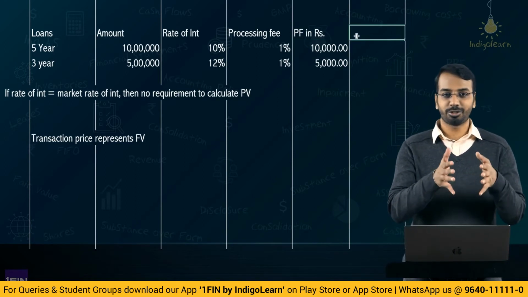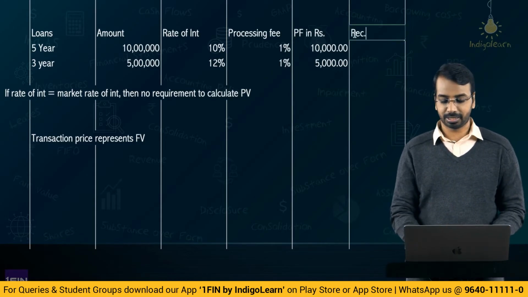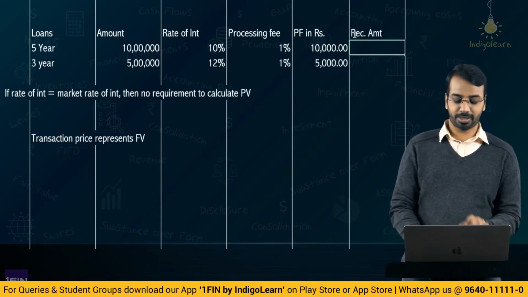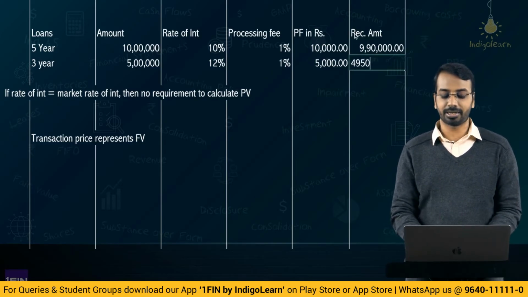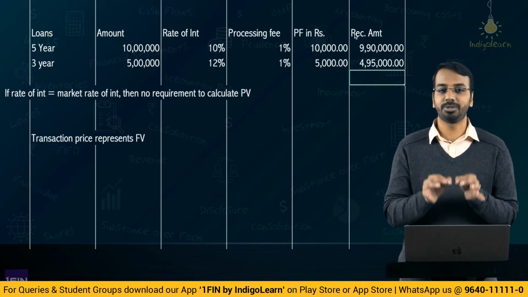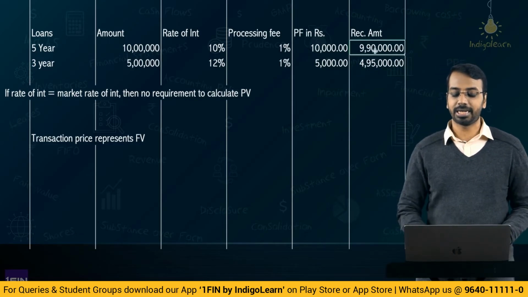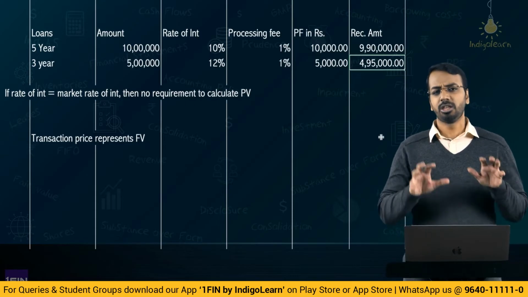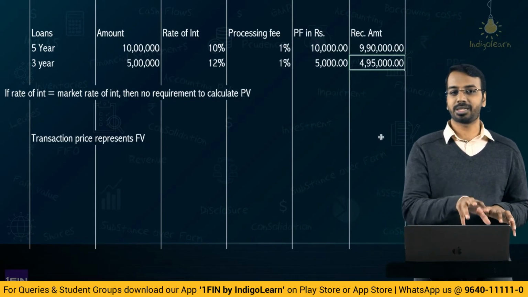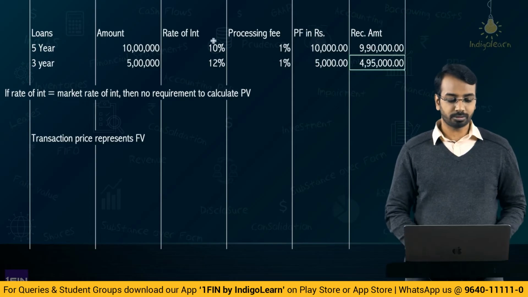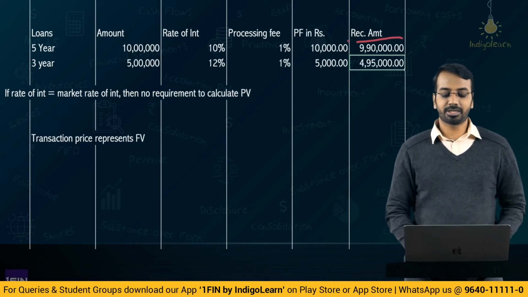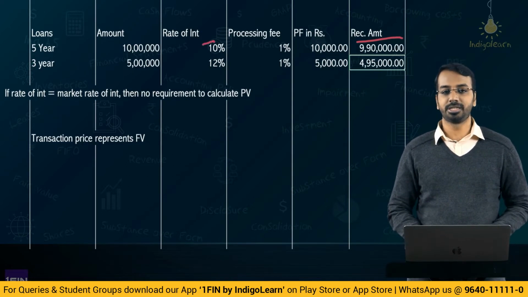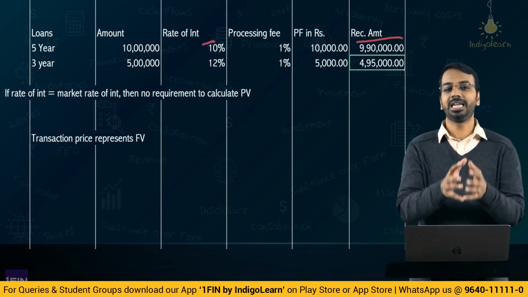So, the amount at which the loan will be recognized, the recognition amount, will be here 10 lakhs minus 10,000, 9 lakh 90,000. And here 5 lakhs minus 5,000, 4 lakh 95,000. So, the value that will be recognized is 9 lakh 90,000 and 4 lakh 95,000. Normally, the transaction price is representative of fair value. Now, what would happen is, because I am recording the financial asset at 9 lakh 90,000, and interest that I will earn, if I assume that interest of 10% will be received, and if I prepare the schedule of loan, it will not match.